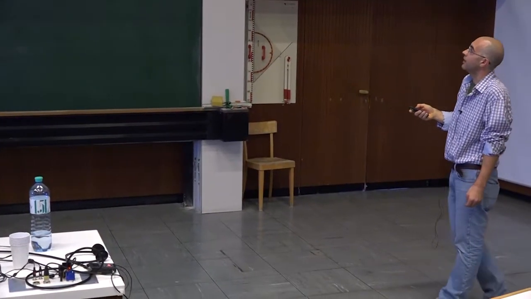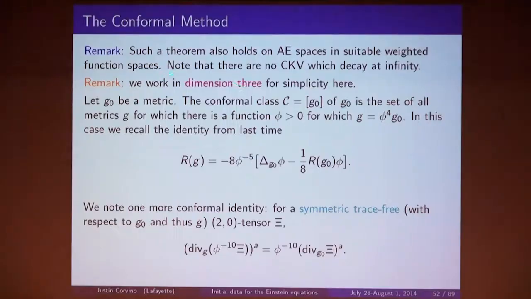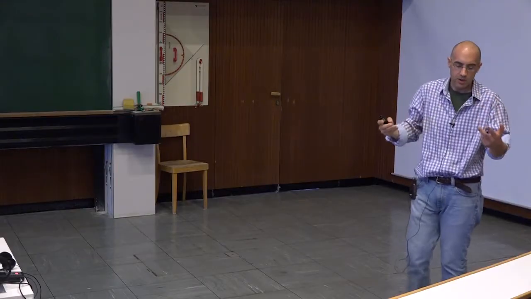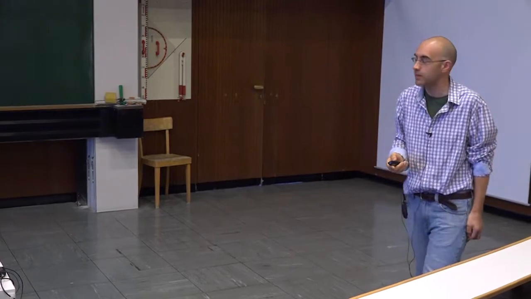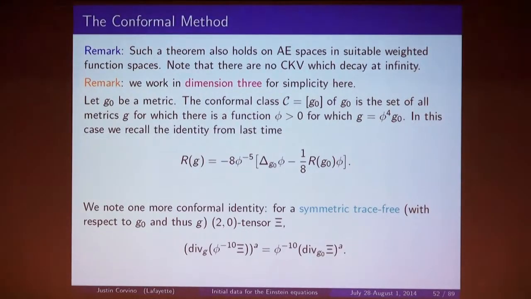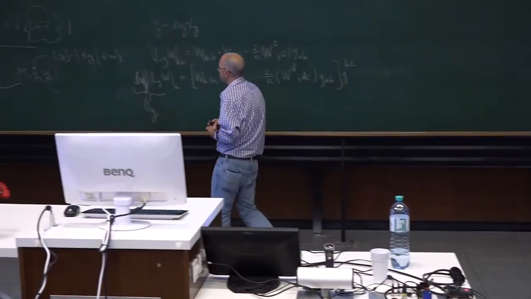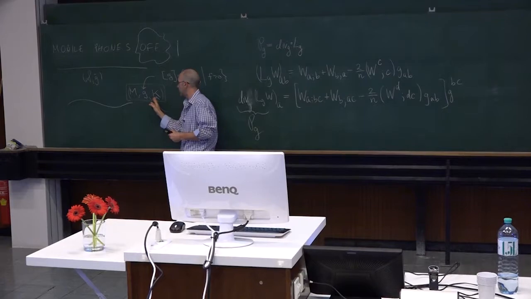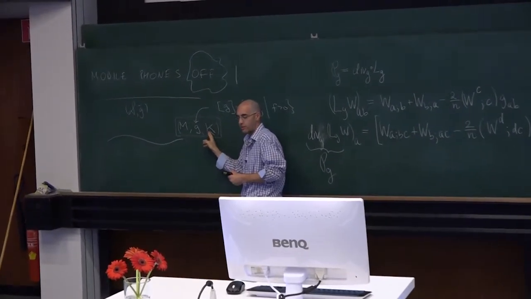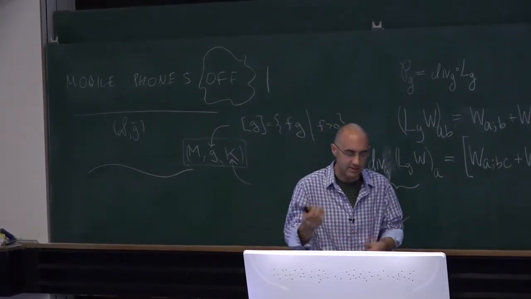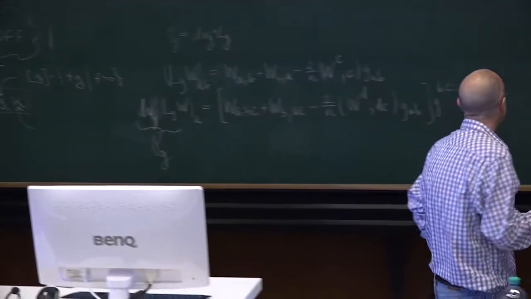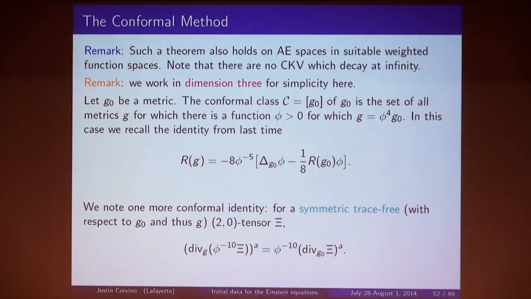Okay. All right. So that theorem we just proved, you can also formulate in asymptotically Euclidean spaces, with appropriate function spaces. But let's just do closed manifolds. We'll work in dimension 3 to keep the indices under control for a little while. Reminding where we are, we're formulating the conformal method, and we're going to give the free data for the conformal method in trying to solve the constraints, based on the decomposition we just made. First, I'll recall an identity from last time.